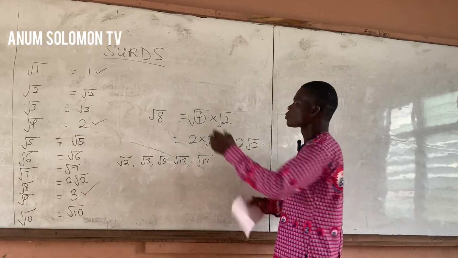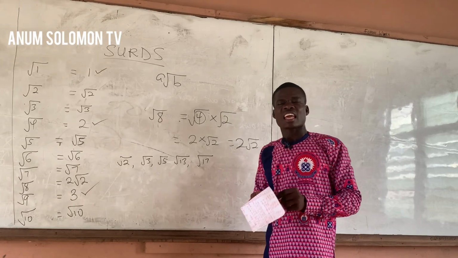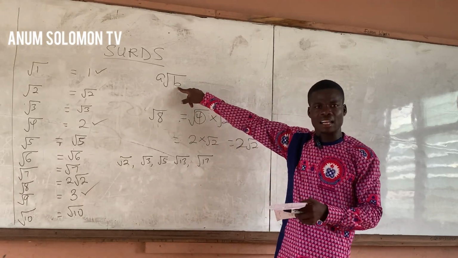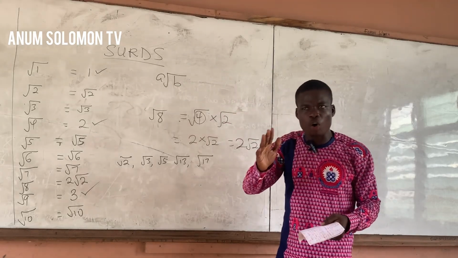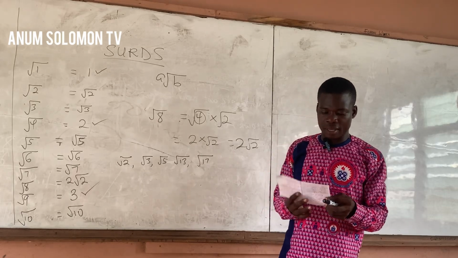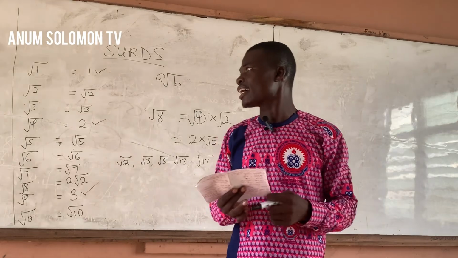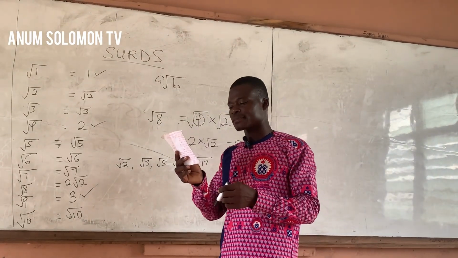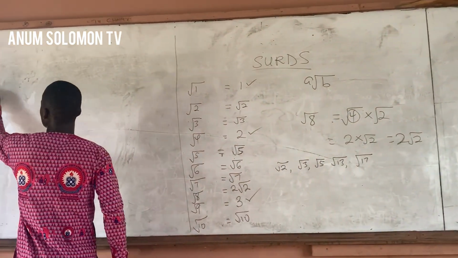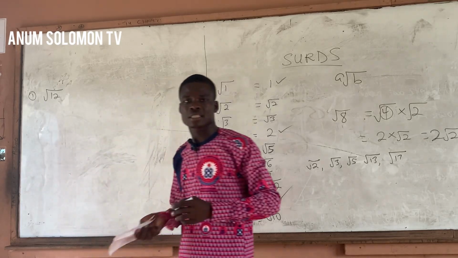So a root b is said to be in basic form if and only if the b, that's the number under the radical sign, has no perfect square as a factor. So that's the meaning of basic form of a surd. So now let's express the following surds in their basic form. The first example, you have to express root of 12 into its basic form.